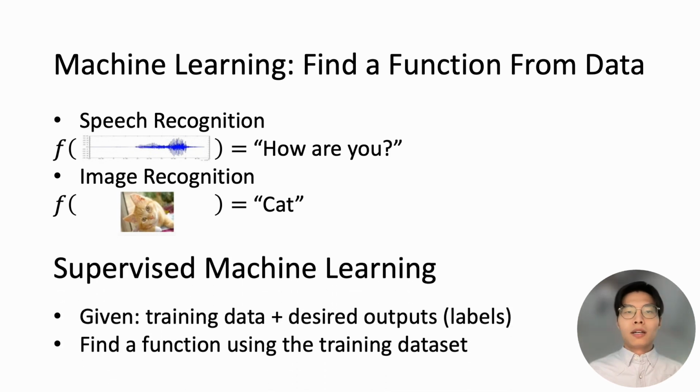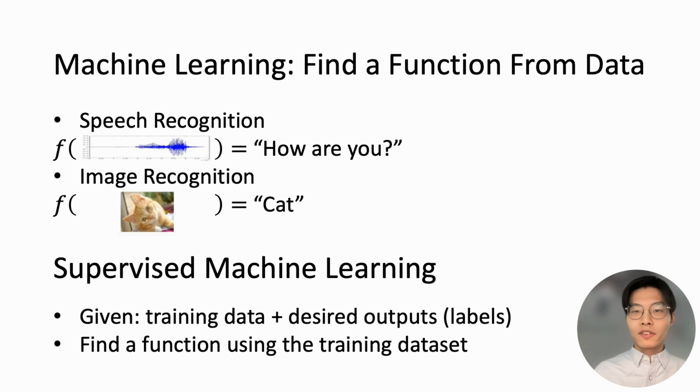Supervised machine learning is a specific type of machine learning. In this case, we are given a training dataset that contains training data and their designed outputs or labels. Our goal is to find a function that uses the input to generate the output by leveraging the training dataset. You can imagine that we are given many question and answer pairs. For example, we have many images and we have the answer to whether this image contains a cat.